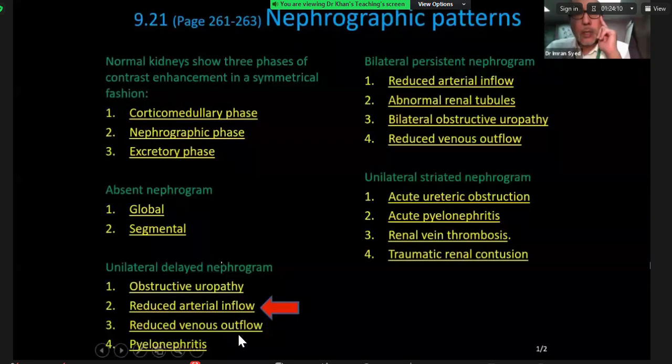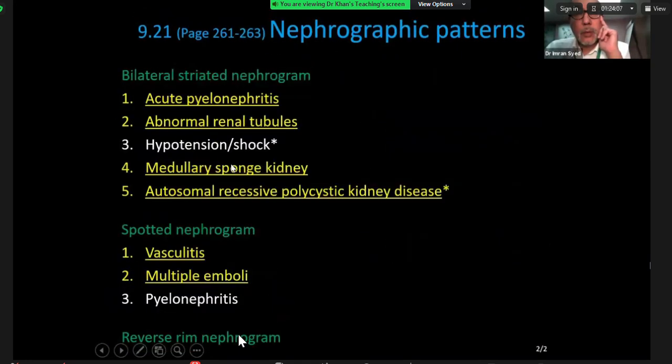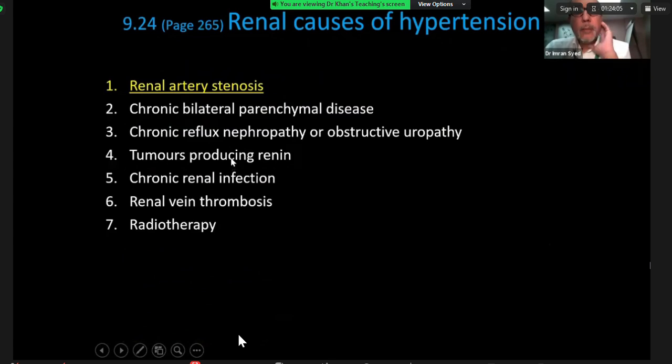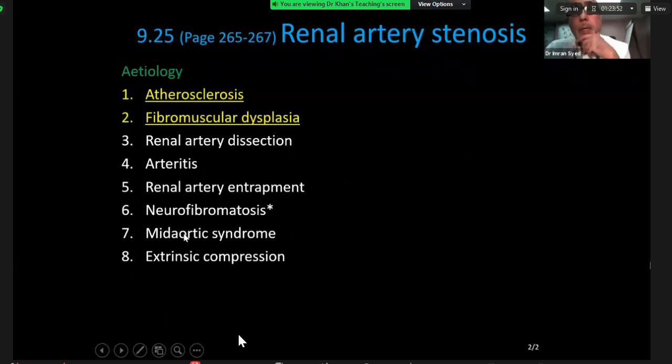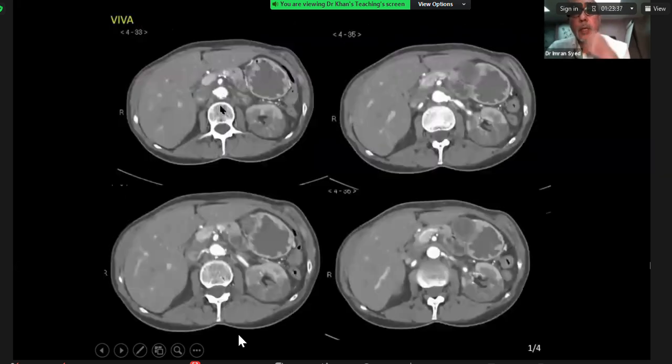So these are the other patterns, again, that you can refer to in Chapman. Renal causes of hypertension: renal artery stenosis is an important cause of renal hypertension. For the specifics, please refer to Chapman again. I'm an interventional radiologist, and we stent renal artery stenotic lesions from FMDs in young patients and atherosclerotic disease in older patients, and it's not an uncommon finding.